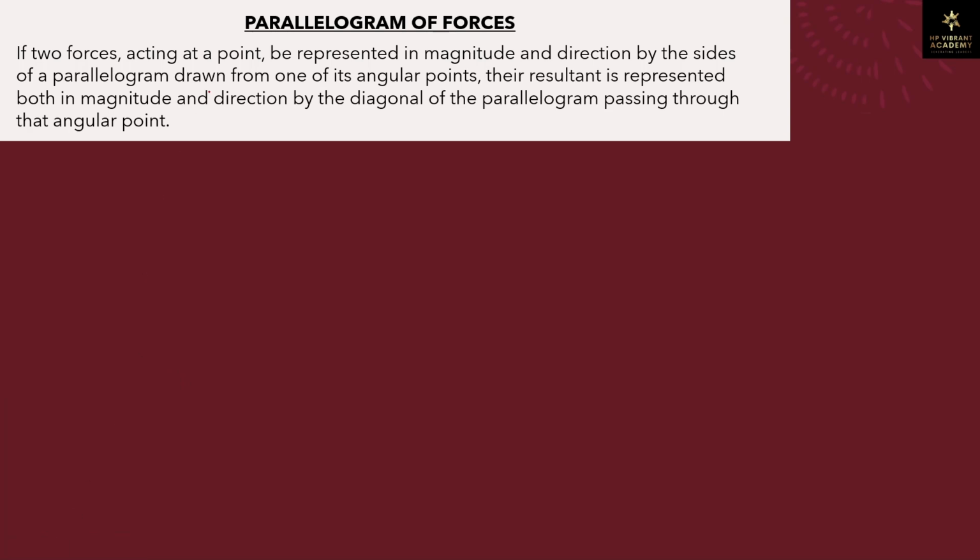If two forces acting at a point be represented in magnitude and direction by sides of a parallelogram drawn from one of its angular points, their resultant is represented both in magnitude and direction by the diagonal of the parallelogram passing through that angular point. So we have two forces. Let us consider these forces as P and Q. This is our angular point.